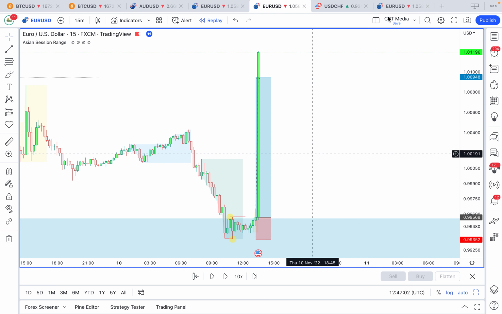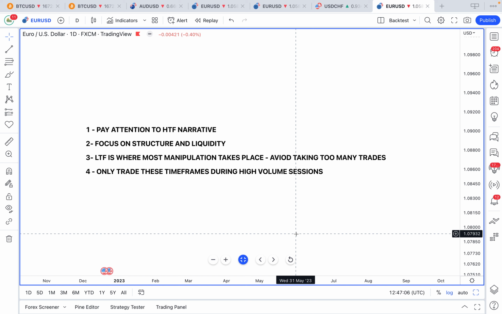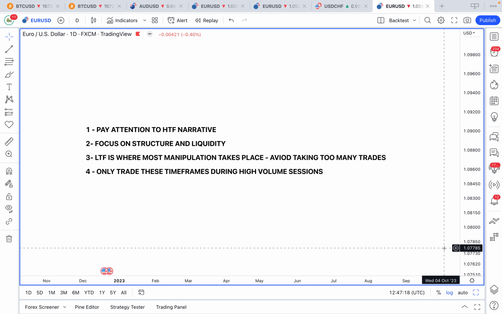So let's just quickly recap, okay. Pay attention to the higher time frame narrative, focus on structure and liquidity, okay, because it's very important, especially on the lower time frame, so you don't get confused. And lower time frame is where most manipulation takes place, so you need to avoid taking too many trades, and you can use some of the tips I've mentioned to limit down the amount of trades you're actually looking for, or the amount of zones you're actually looking to execute from.